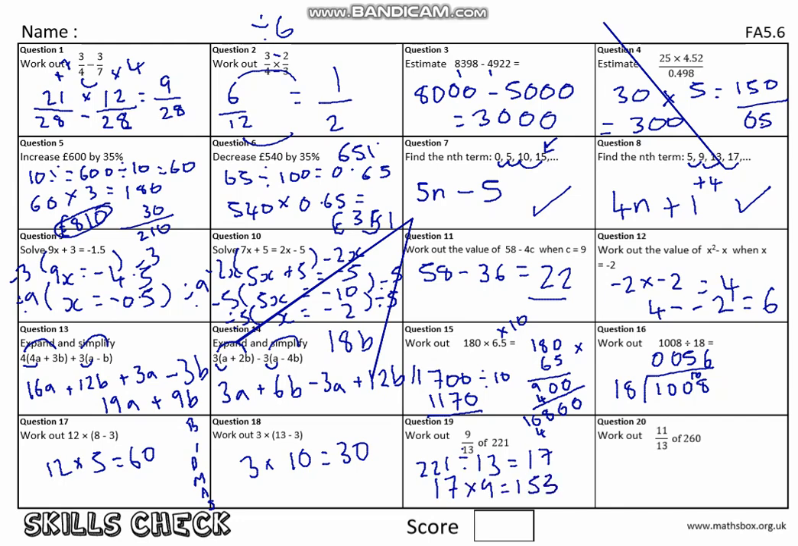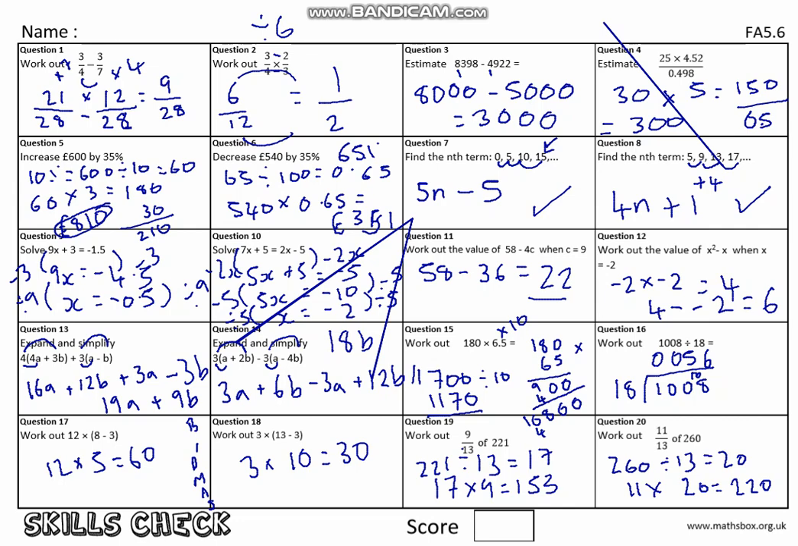We just take the amount, so the 221, divide it by whatever is on the bottom of the fraction, and then times it by what's on the top. Okay, so next up we've got 260, and we want 11/13. So we do 260 divided by 13, so that equals 20. So now I know what 1/13 is, that's 20. I now need to times that by 11, so that would be 11 times the 20, and that equals 220. Okay, so now we know that that is 11/13 of the 260.